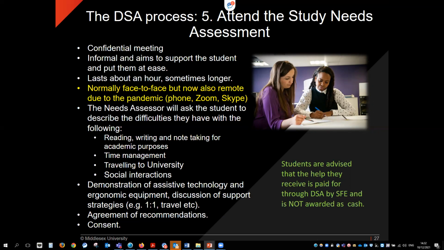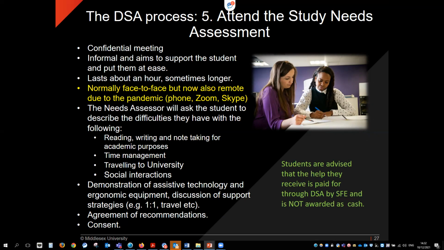How is the dyslexia impacting them? Are they struggling to get on public transport? So the assessor has a set of questions that they've prepared based on all the information we've obtained from the student and the documents. So they would ask specific questions to the student, and then they would make recommendations for support strategies. So the assessor may recommend assistive software, may recommend one-to-one support, and all of this will be discussed with the student.